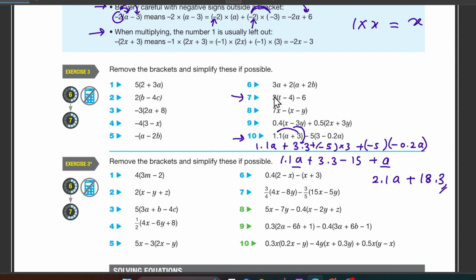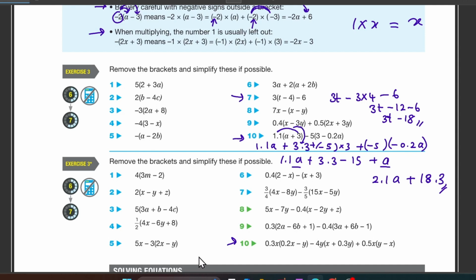I'll do this one. If we expand the bracket, 3 times t minus 3 times 4 minus 6. So we get 3t minus 12 minus 6. So 3t minus 18 is the answer. I think that's simple. And I'll do the 10th one.